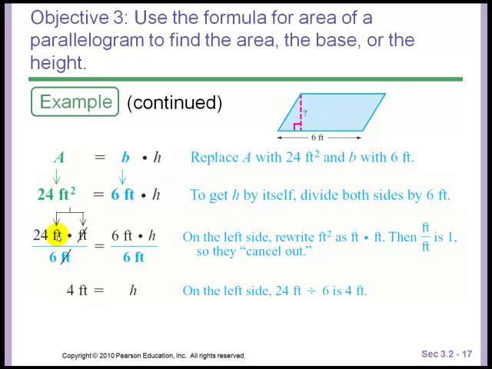Again, notice feet squared you can think of as feet times feet, so one of them cancels out. 24 feet squared divided by 6 feet is 4 feet. Therefore, the height is 4 feet.